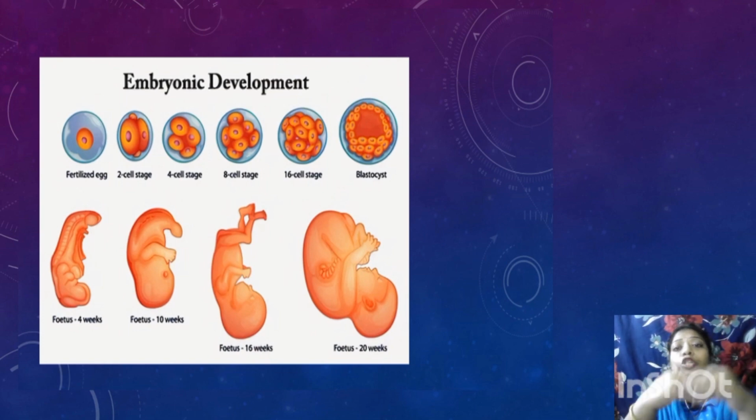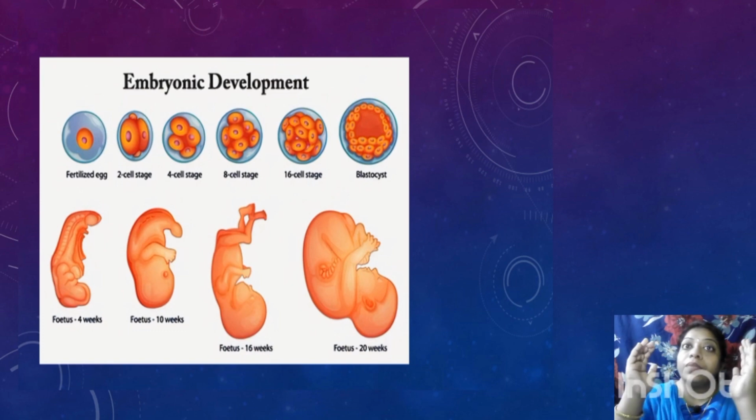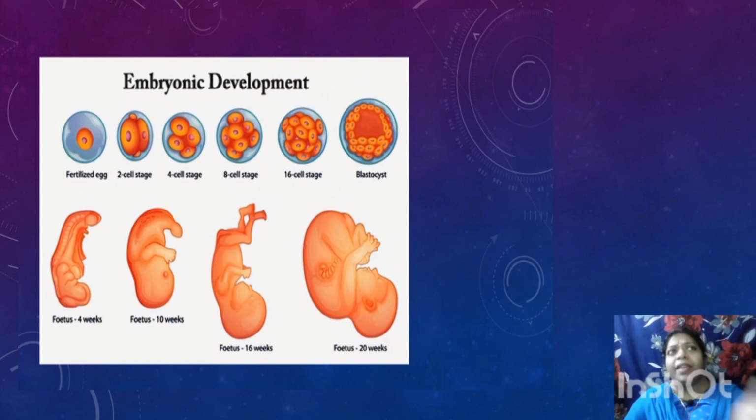Now, the inner cells of the blastomeres form the embryo. That is the most important point. We saw the outermost was called the trophoblast, but the innermost cells of the blastocyst form the embryo. And after this, it again gets differentiated. How does it get differentiated?